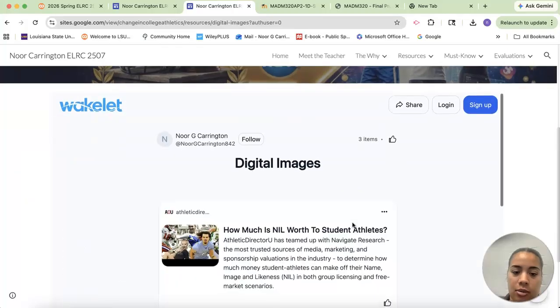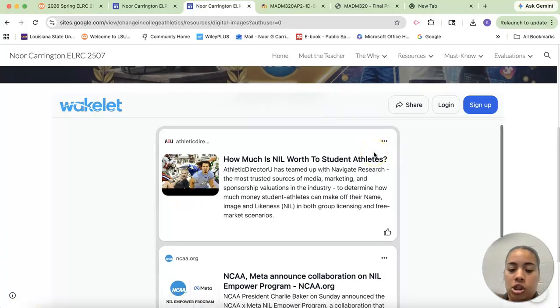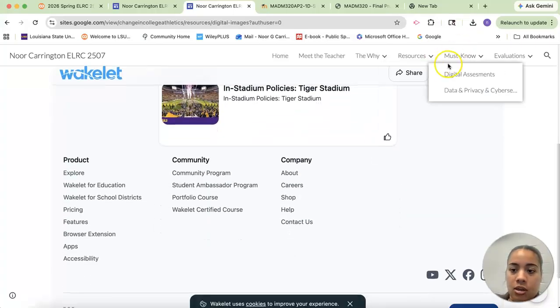Then we had digital images, where we used Wakelet, which I really liked. I think that would be a great thing to teach with, because it was very easy, and it had the resources and everything you needed.